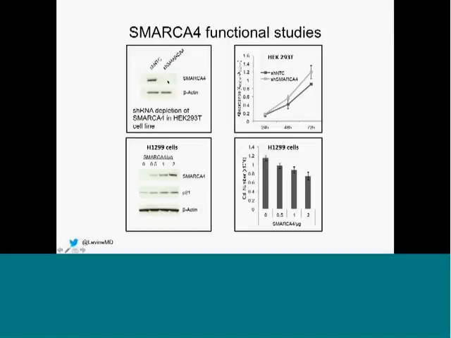Here we also show in our original paper that if we knock down the gene on the top line here in just some regular kidney cells, the tumors grow quicker. And if we put the gene back in this lung cancer cell line that doesn't have the gene, the tumors grow more slowly. And so that's more proof that these are important mutations.